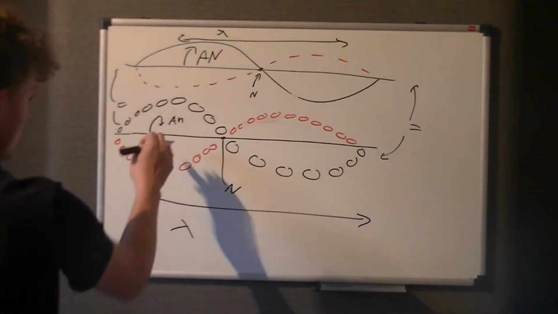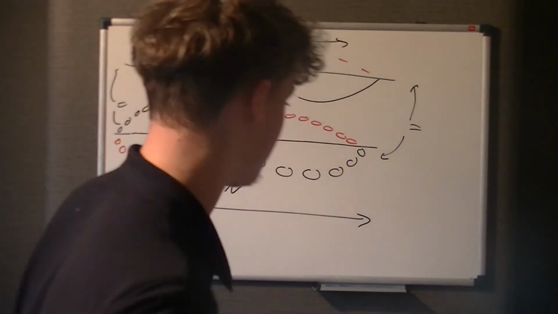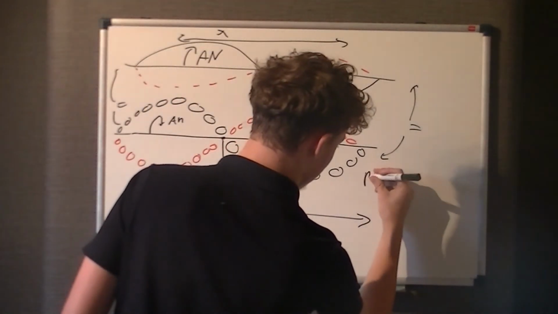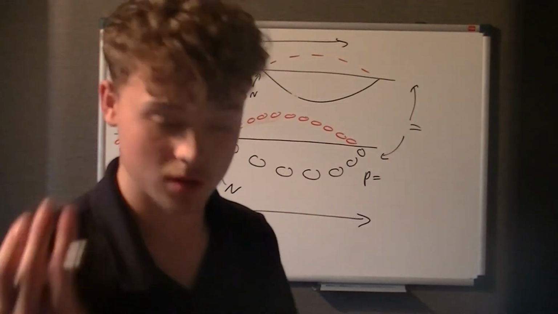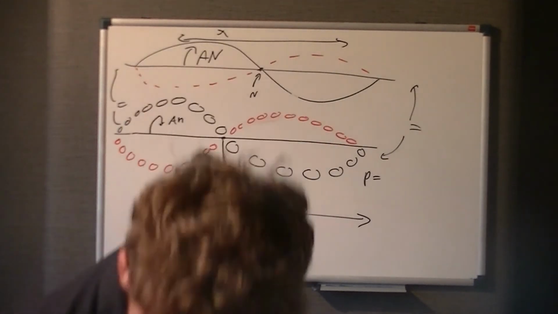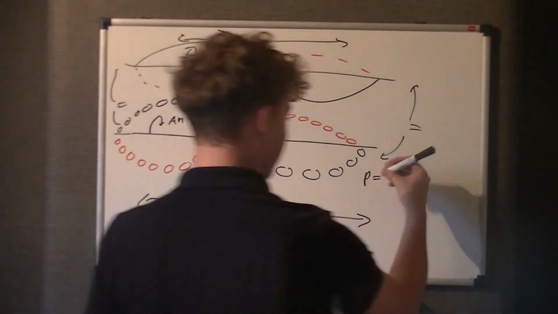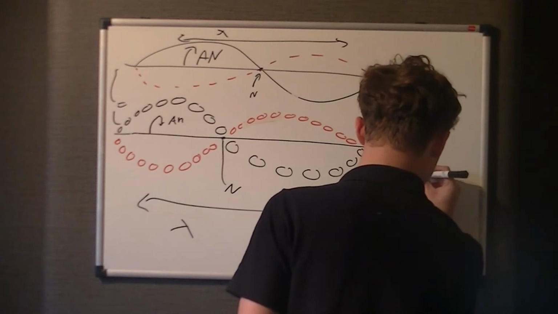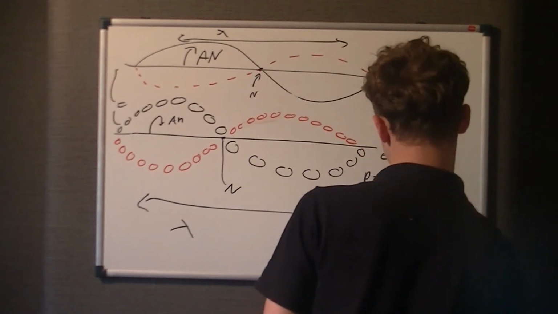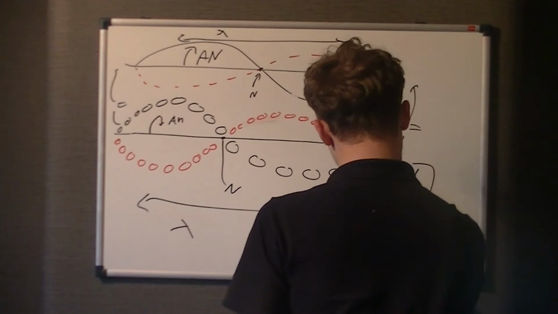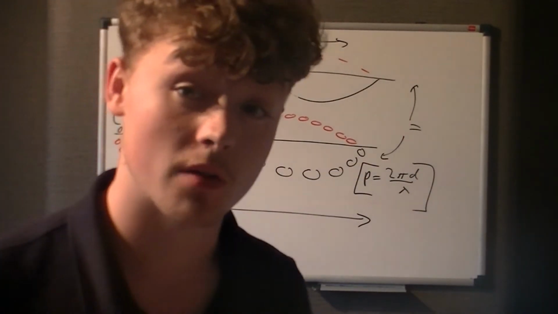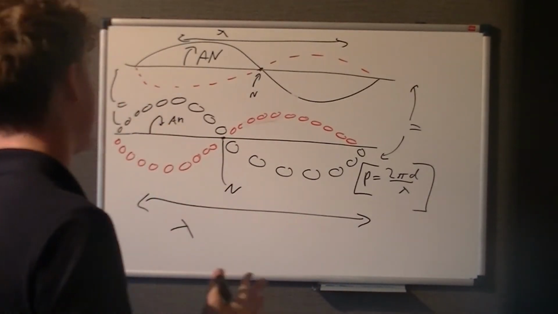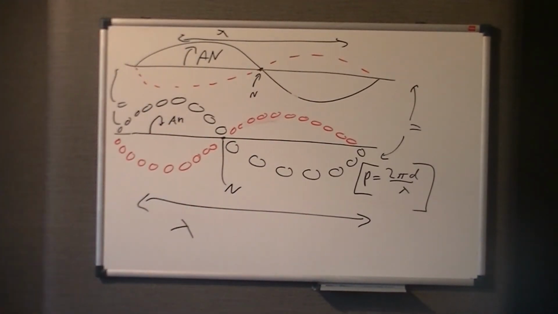Two adjacent vibrating particles have a phase difference. The phase difference is calculated by a phase difference. I won't put PD because that's confusing, as there's no potential difference, so I'm just going to put P. And the equation is 2 pi d over lambda. 2 pi d over lambda. You may be wondering, first of all, what is pi? Well, that is just pi, a normal value.